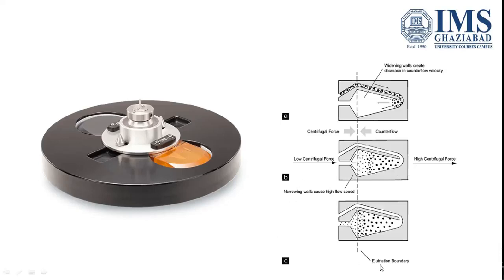So this is how the separation would take place, and depending on this, the larger particles will sediment towards the end, whereas the smaller particles will sediment over the broader part.